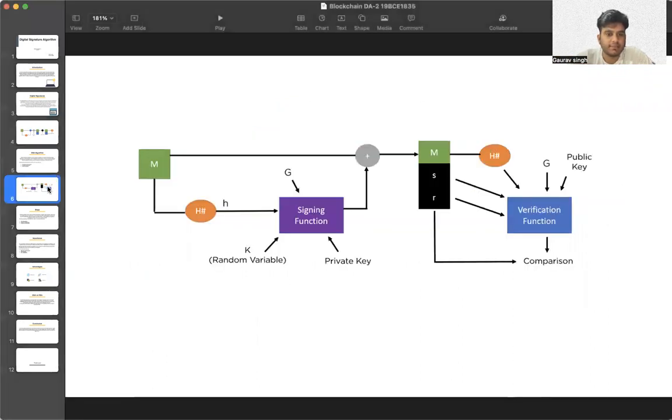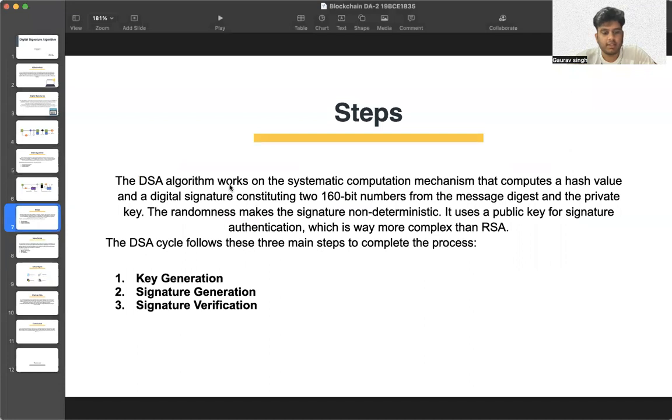Now I'll explain the diagram. This is the image of the entire process of the DSA algorithm. We will use two different functions here, a signing function and a verification function. The difference between the image of a typical digital signature verification process and the one being displayed is the encryption and the decryption part. They have distinct parameters, which I'll explain in the steps section. So, coming to the steps.